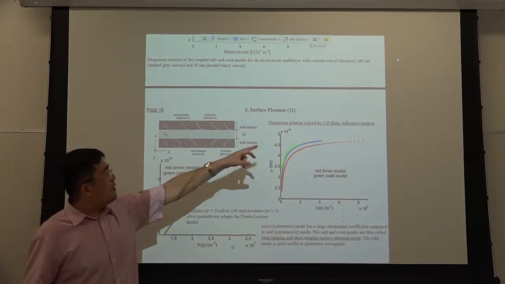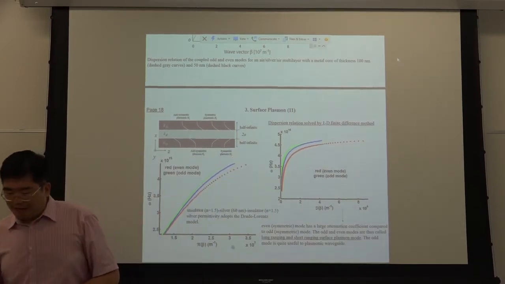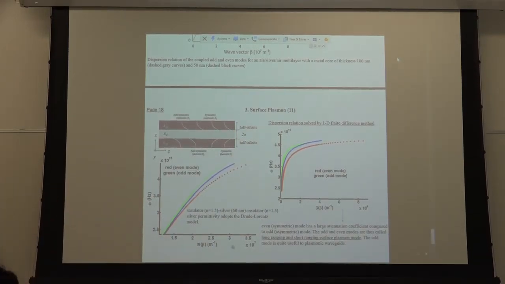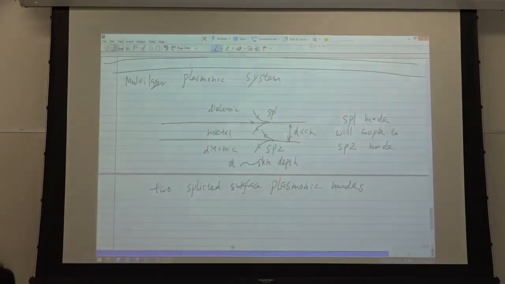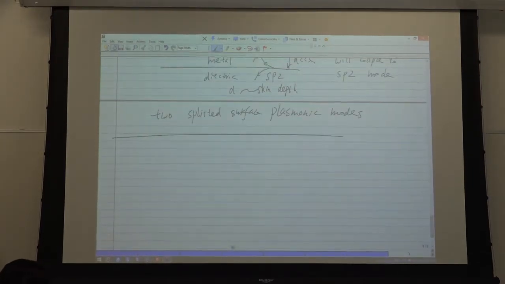I solved it using the finite difference method. How to solve by the finite difference method? I remember I gave the code to Xingang. How to solve this multi-layer problem? An arbitrary multi-layer can be solved by the FD method. Where is the metal? I mean dielectric? Okay, it's something like this.